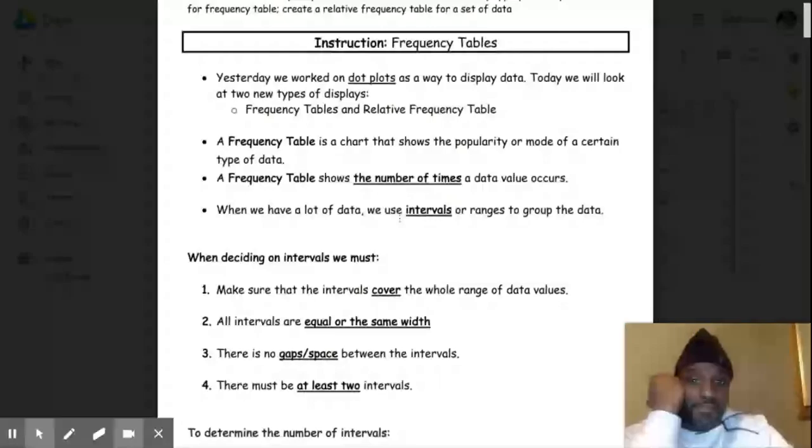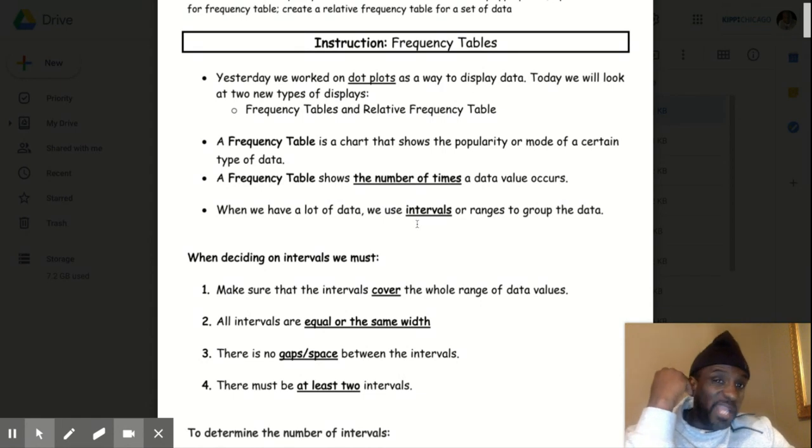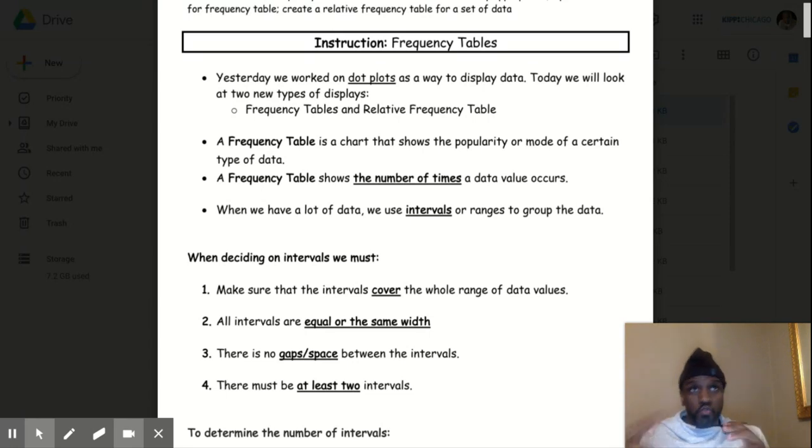When we have a lot of data, we use intervals or ranges to group the data. So today we're going to work on putting that data or information into ranges. So let's say that I have a bunch of kids that jumped 5 to 6 inches. I have a bunch of kids that jumped 11 to 12 inches. I have a bunch of kids that jumped 20 through 24 inches.